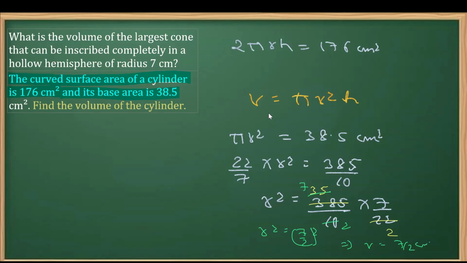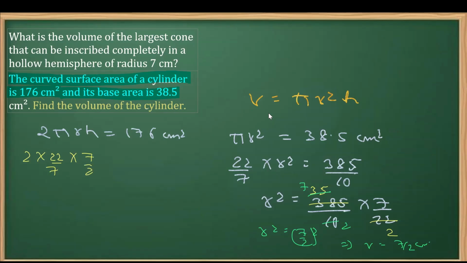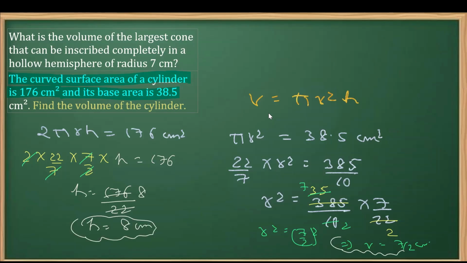Now, once we have the radius, we can find the height. For that, we'll be using this value which is given over here, that is the curved surface area. So over here, we are going to replace pi with 22 over 7, radius as 7 over 2, and height is what we have to find out, which is 176. Now check here, if I reduce this, 7 and 7 get cancelled, 2 and 2 get cancelled. So we'll get the height as 176 over 22. It's divisible, right? 176 divided by 22 comes out to be 8. We got the height as 8 centimeter.